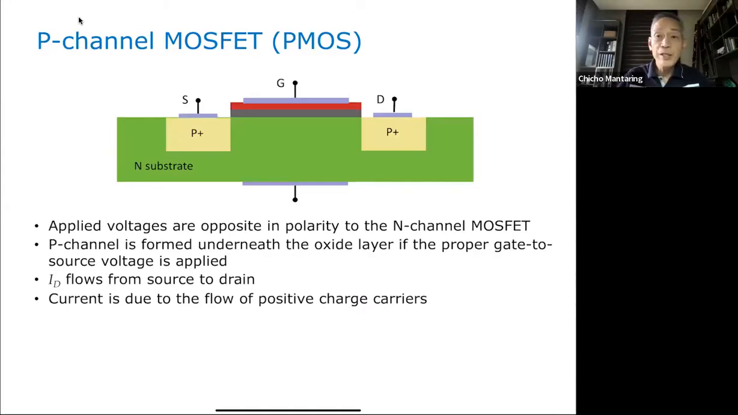And then to make this work, the voltages that you apply are opposite in polarity to your NMOS. So instead of applying a positive voltage between gate and source, you're going to apply a negative voltage between gate and source. That negative voltage is going to attract positive charge carriers underneath the gate. And if that voltage exceeds the threshold voltage, this is going to be a contiguous P-type. So the channel that will be enhanced underneath the gate will be P-type. And if you now apply a drain to source voltage, current will flow. And the flow of current will be due to the flow of positive charges.